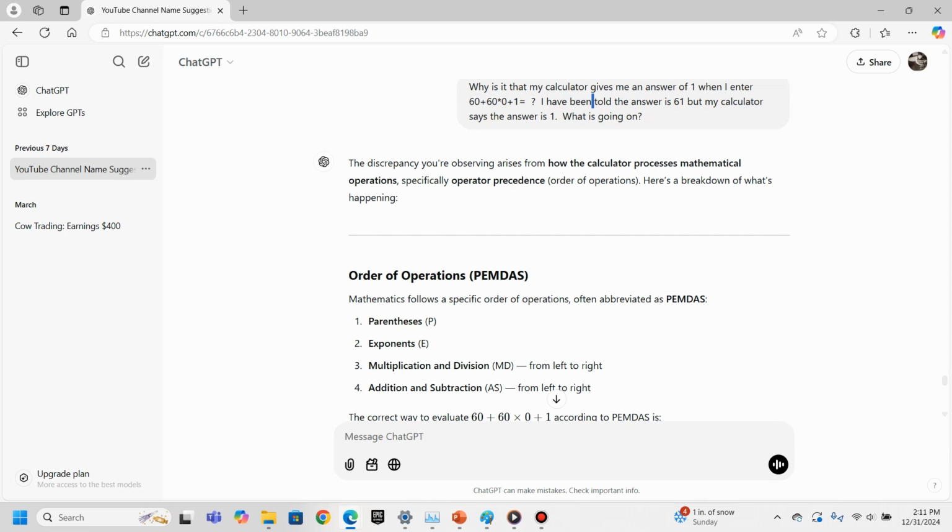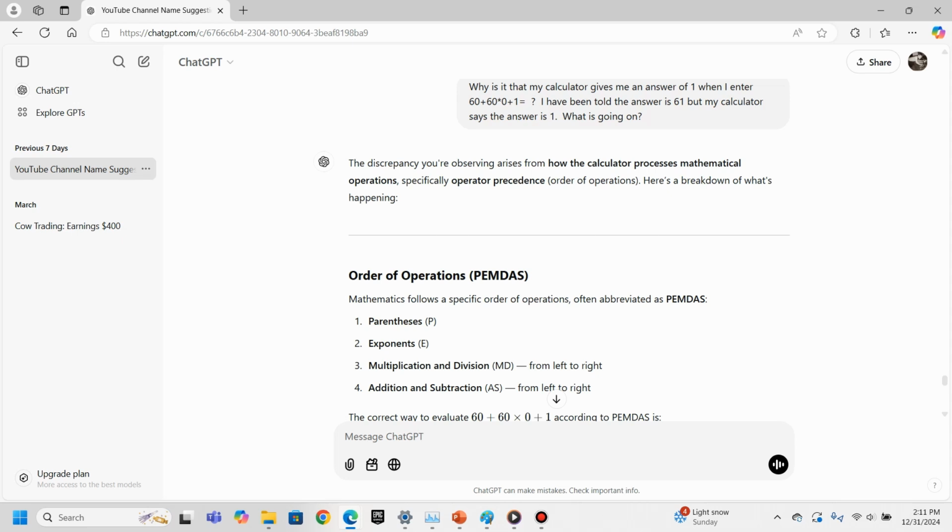And the fact is, a lot of people don't realize that calculators work differently depending on what kind of calculator you have. So one of the questions that I just sent to ChatGPT, I said, "Why is it that my calculator gives me an answer of 1 when I enter 60 plus 60 times 0 plus 1 equals? I've been told the answer is 61, but my calculator says the answer is 1. What is going on?" So let's get their answer from ChatGPT.